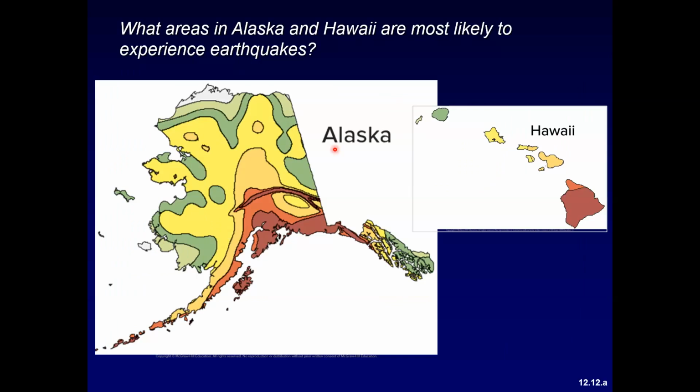Focusing in on Alaska and Hawaii, southern Alaska is located along a subduction zone, so it's extremely seismically active. And then the big island of Hawaii sits over a hot spot, so plenty of potential for energy transfer through Earth materials.